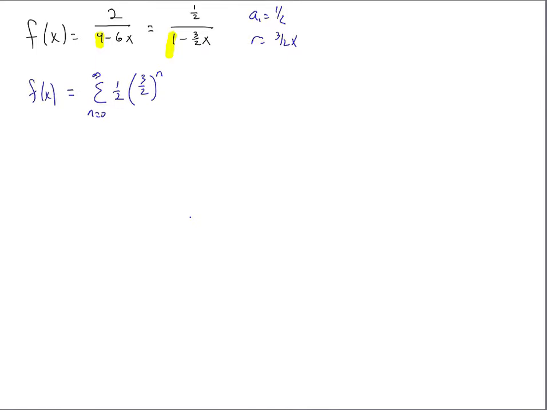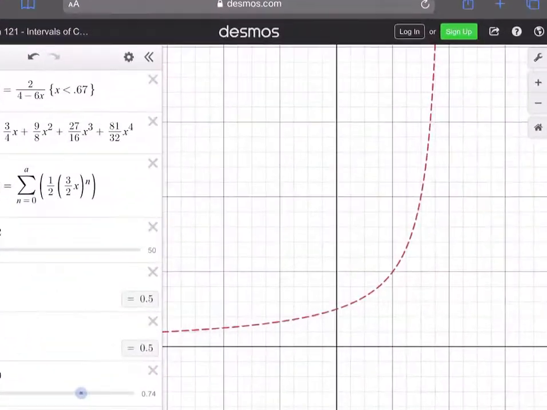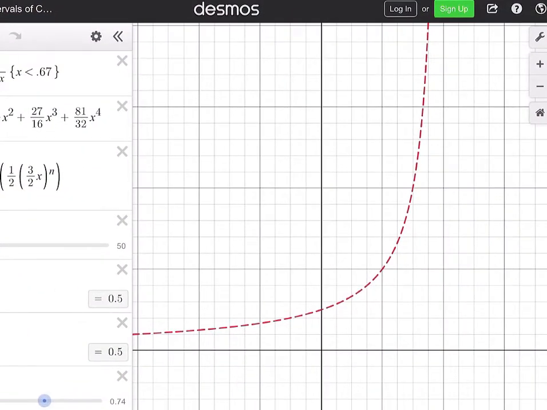If I look at the graph of this to see if this actually holds up, here's the graph of 2 over 4 minus 6x. And here is my Taylor series. I'll turn that on so we can see it. You can see my a, this slider right here, is the number of terms. If I look at just the first two terms, you can see the graph. If I add the number of terms here, you can see the more terms I add, the closer it gets. You can see I'm adding more and more terms here.